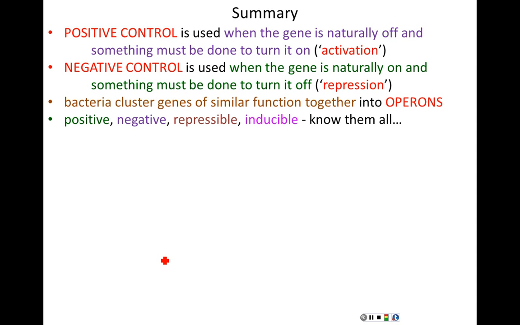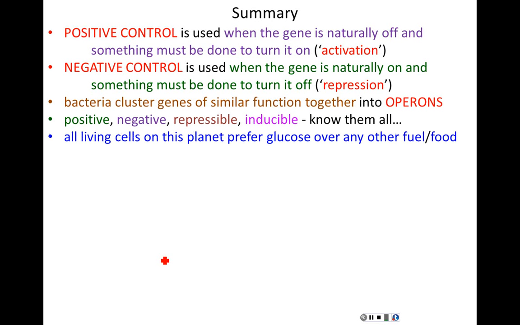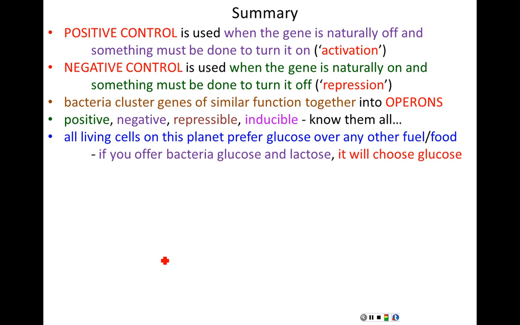And I do want you to be comfortable with all four types and know how they behave, how they're regulated, and what they mean. And we then went on to our example of sugar metabolism. We made the point that all living cells on this planet prefer glucose over any other fuel or food source, and that means that those cells need to be able to make a choice. When given two different carbon sources, two different sugars, glucose and another, cells should always choose glucose. Bacteria are no exception. If you offer bacterial cells glucose and lactose, bacteria will always choose glucose.